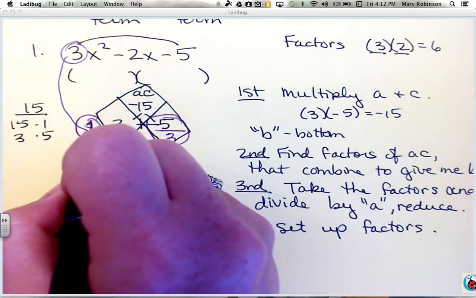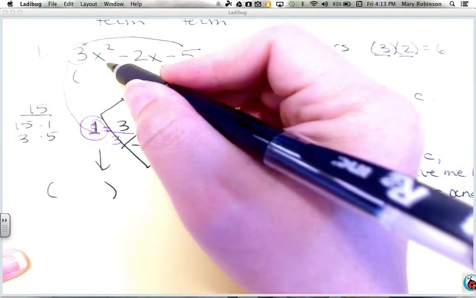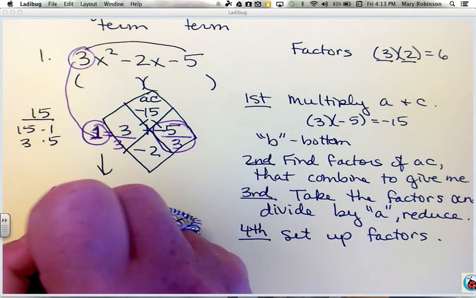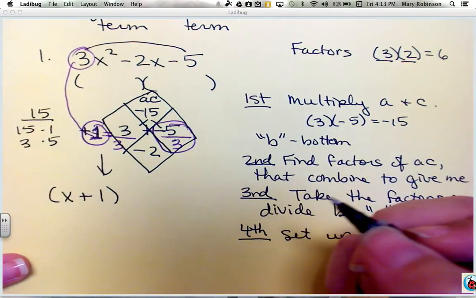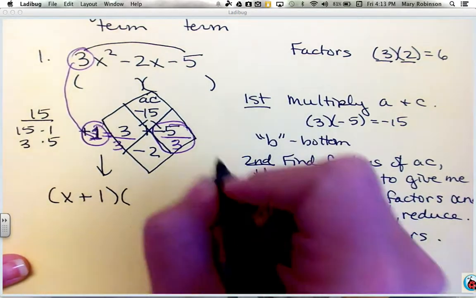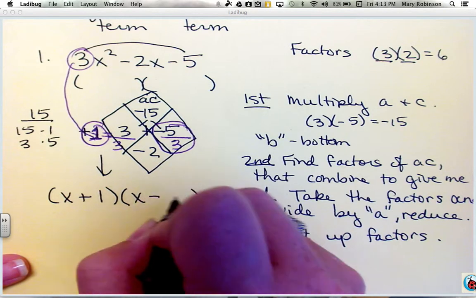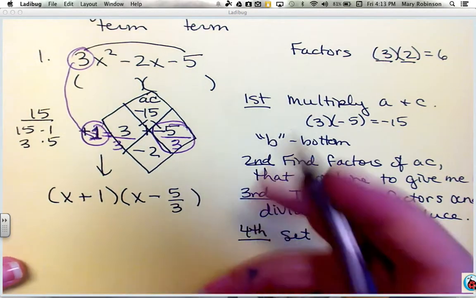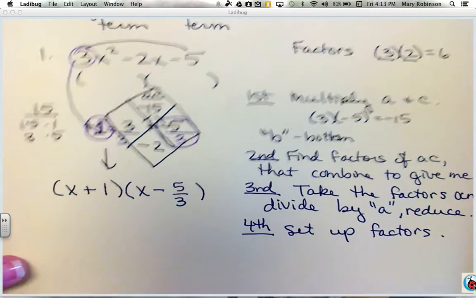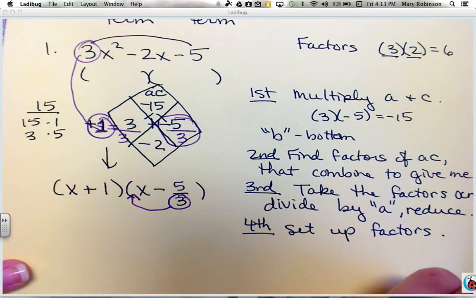So to do so, I'm going to take this 1 and write, using my same variable, x plus 1, because 1 is positive. Next, I'll do likewise for this other factor, but since it's a negative, it will be x minus 5/3. Because I have a fraction, I'm going to take the bottom and move it up, hence the bottom's up.